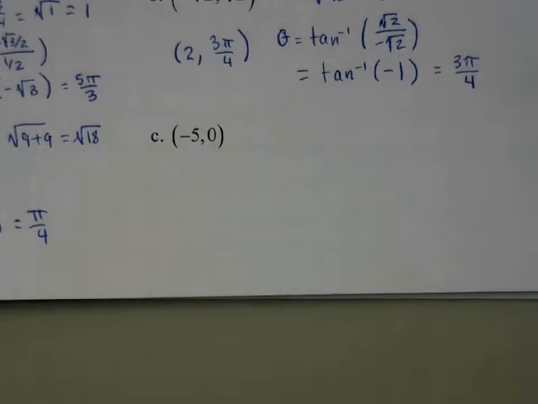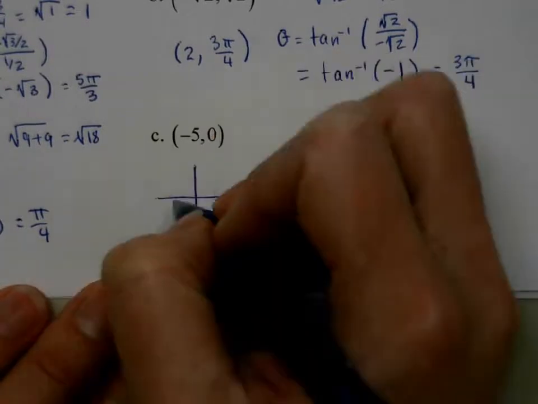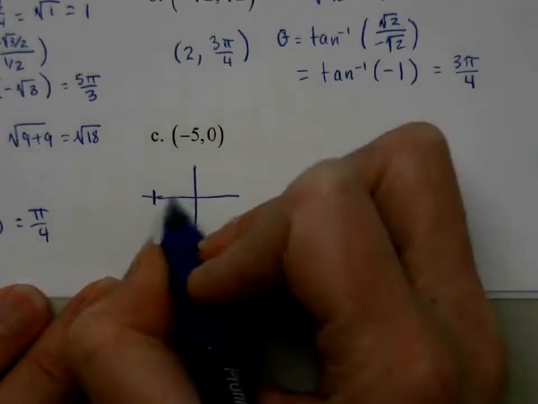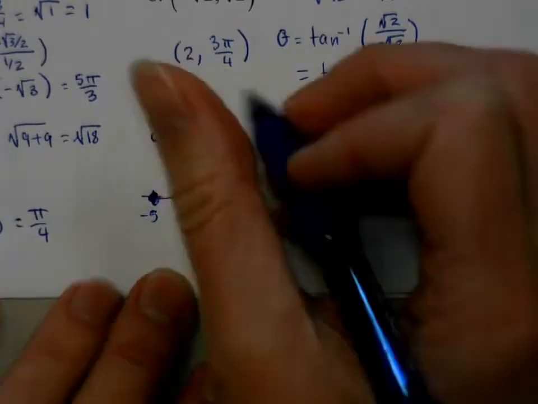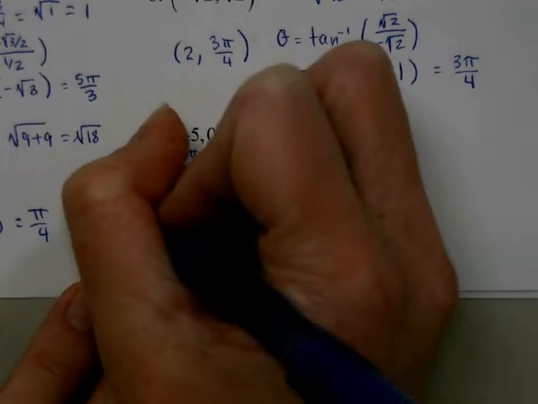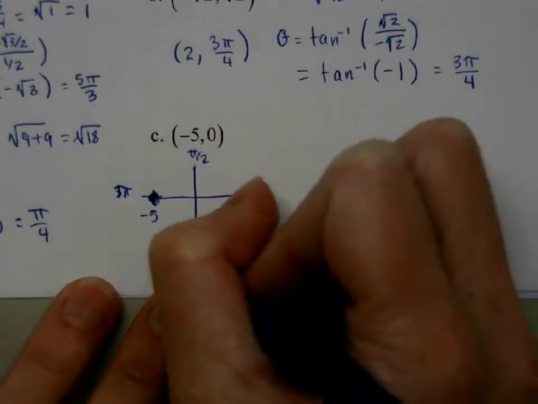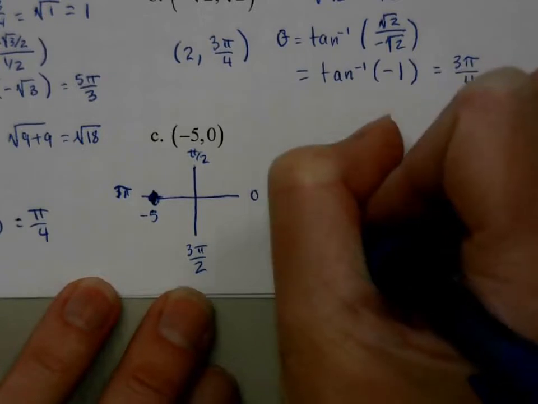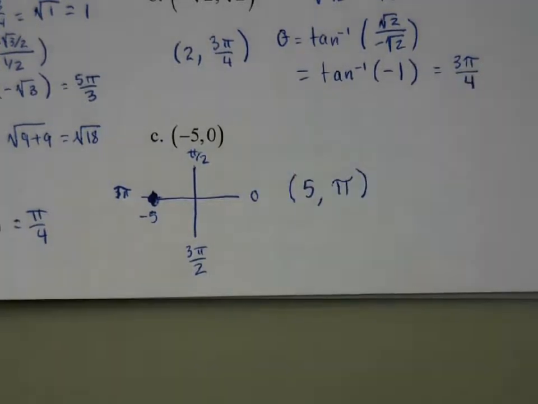The last one I'm going to do by graphing. If I were to graph negative 5, 0, that's going to be this point here. Well, on the polar plane, this is 0, this is pi over 2, this is pi, this is 3 pi over 2. So my r value would be 5, and my theta would be pi. That's how we'd arrive at that value.